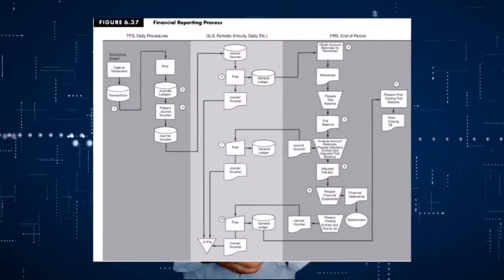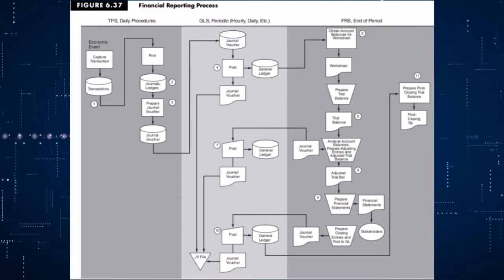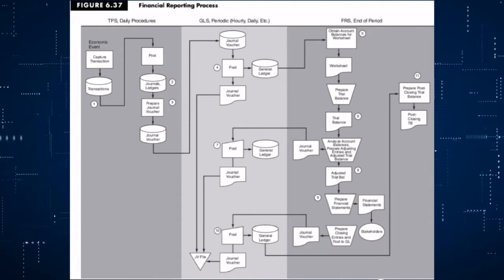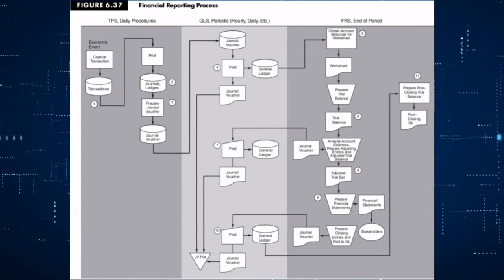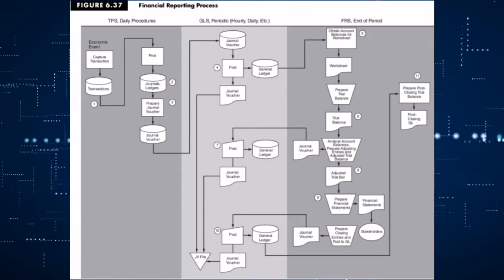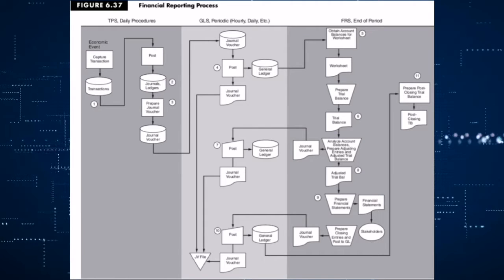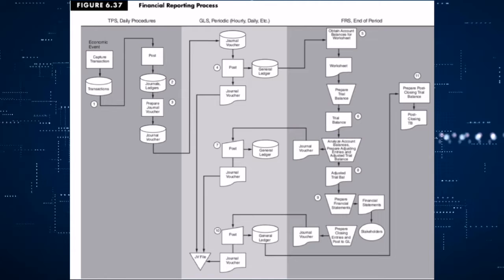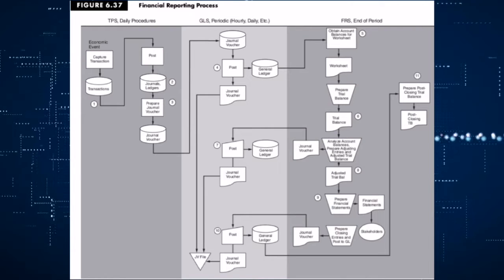To further understand the financial reporting process, a flowchart of the procedures can be seen on your screen. The periodic nature of financial reporting in most organizations establishes it as a batch process. Many organizations, however, have moved to real-time GL updates and FRS that produce financial statements on short notice.